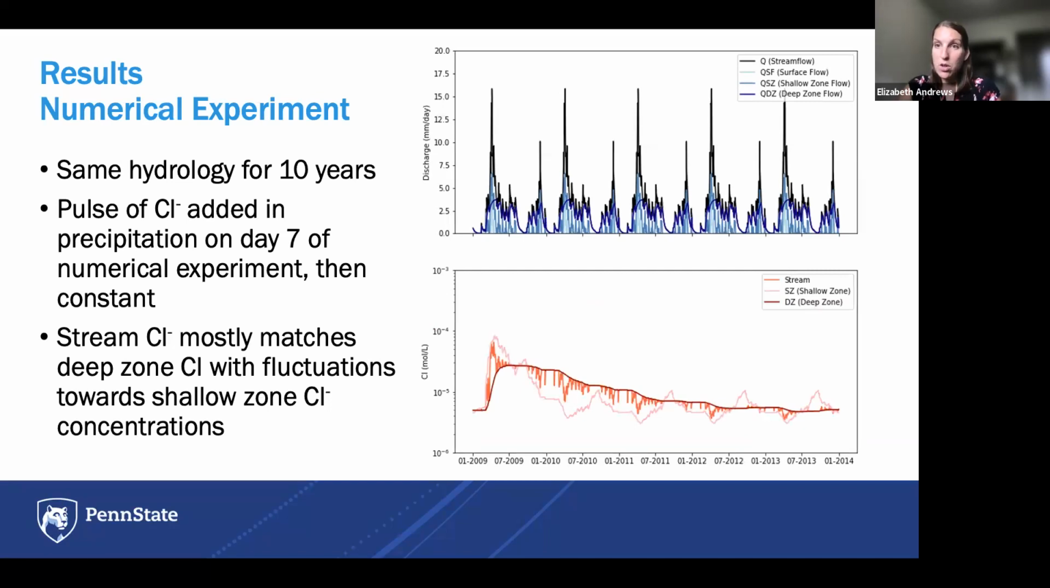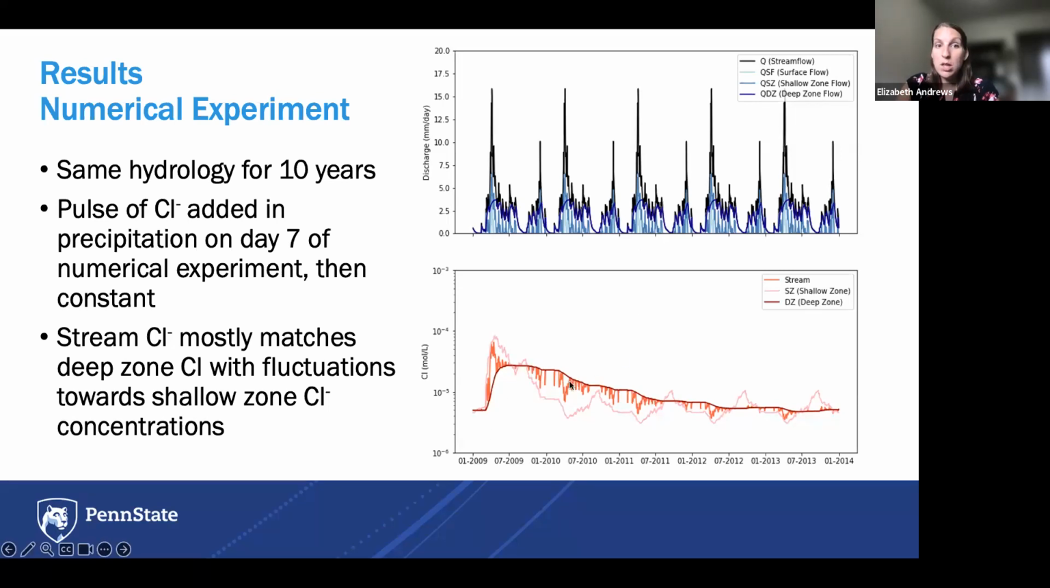And on day 7, a pulse of chloride was added, and then it was dropped back down to the constant low value. And so you can see, again, hydrology is presented just for reference, but in the lower panel, we have chloride concentrations through time in the different zones. And you can see that first, we see the breakthrough of the chloride in the shallow zone and stream around the same time. So we see that movement of the chloride from the precipitation leaving the system in the stream and the shallow zone. And then it takes a little bit longer to respond in the deep zone.